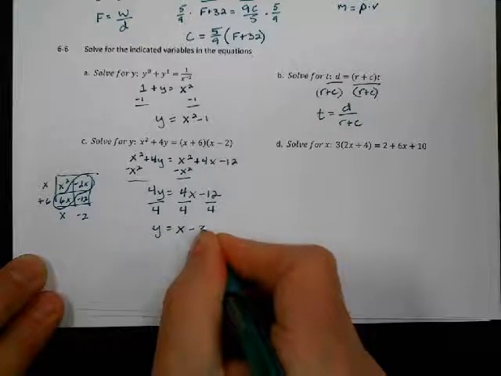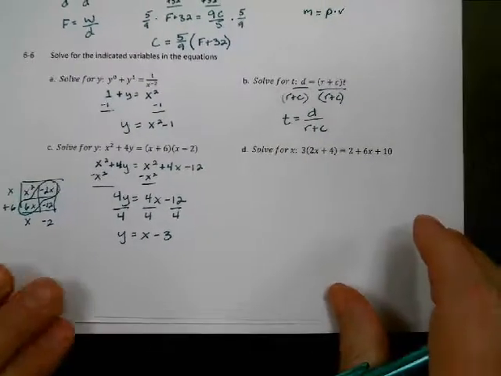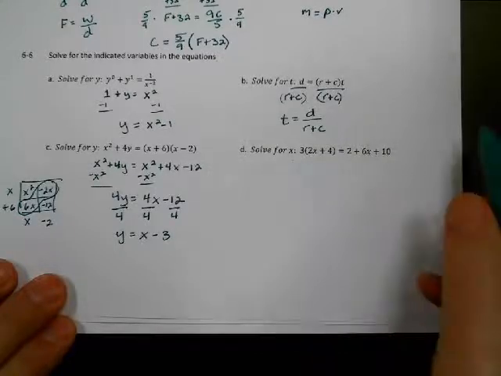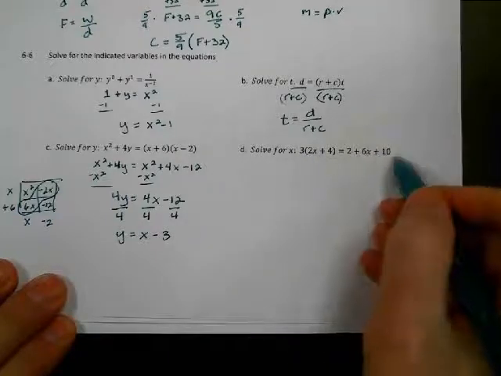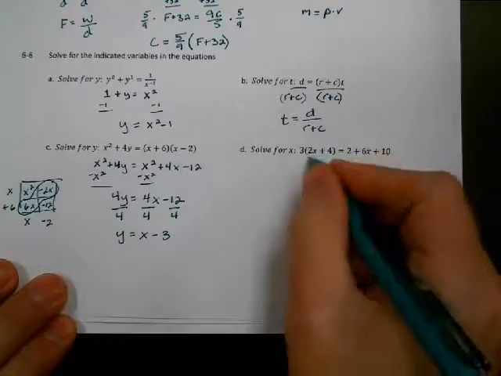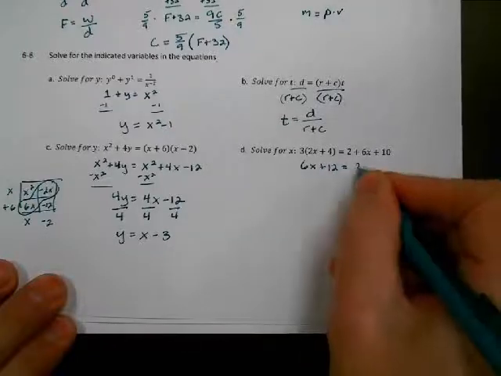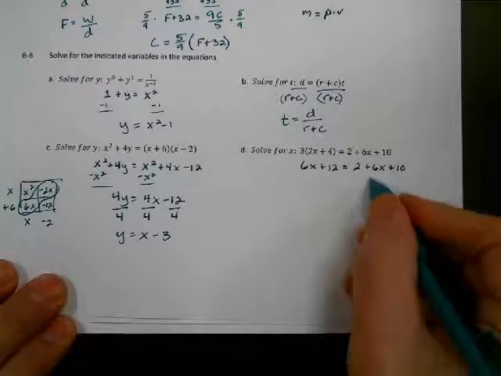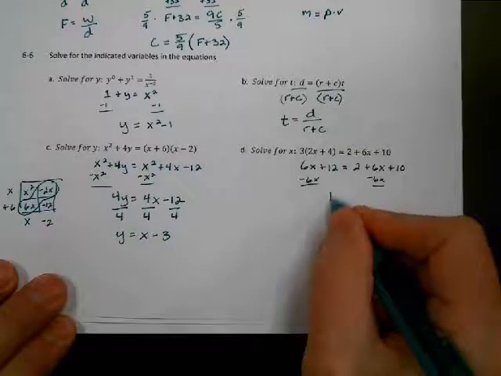All right, last one. Let's see, we want to get x by itself. So I'm going to distribute here first. I'm not going to divide by 3 on both sides because I see that these two numbers, 3 won't go into evenly. So I'm thinking I'm not going to do that. So I get 6x plus 12 is equal to 2 plus 6x plus 10. I subtract 6x from both sides to get them together. Ooh, I get 12 equals 12. Looks like my x's are gone.